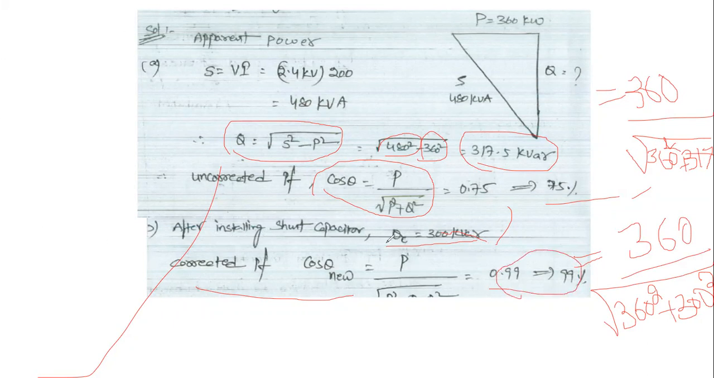When we install the shunt capacitor into the system, the reactive power Q will change. Therefore the power factor is also changed from the old to the new value. This is the procedure for calculating the power factors.